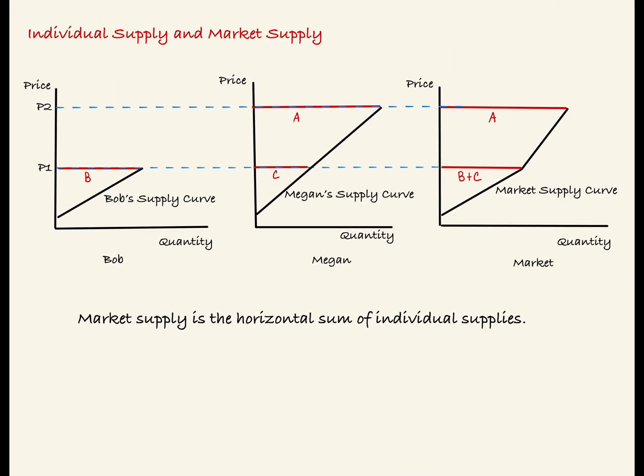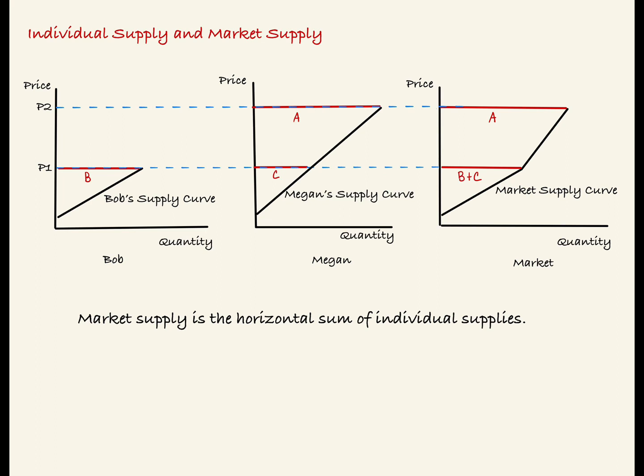Now let's see how individual supply and market supply are related. In the left panel, we can see Bob's supply curve. In the center panel, we see Megan's supply curve. And on the right panel, we see the market supply curve. Now let's take a look. At the price of P1, Bob's quantity supplied is B. At that same price of P1, Megan's quantity supplied is C. So, at the price of P1, the market quantity supplied is the sum of Bob's quantity supplied and Megan's quantity supplied, or B plus C.